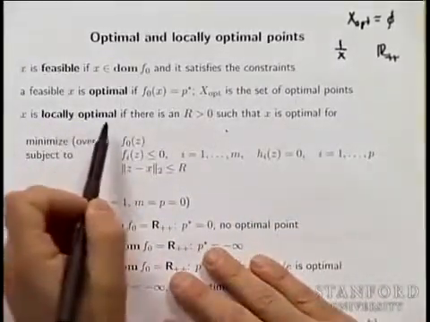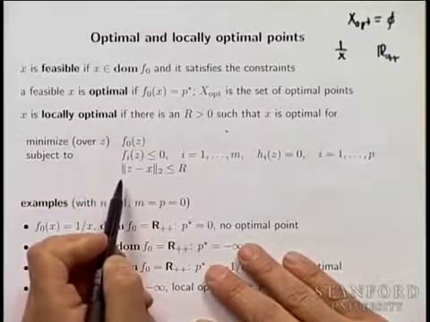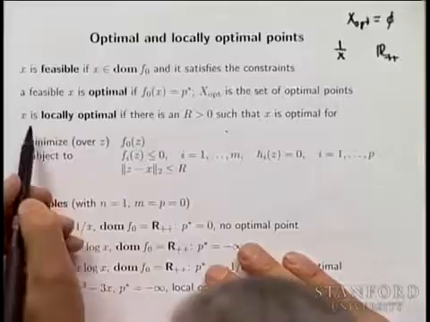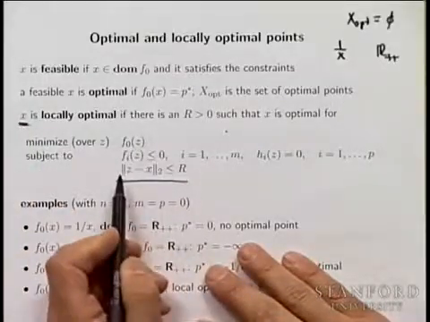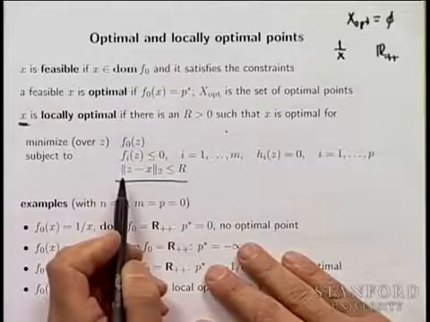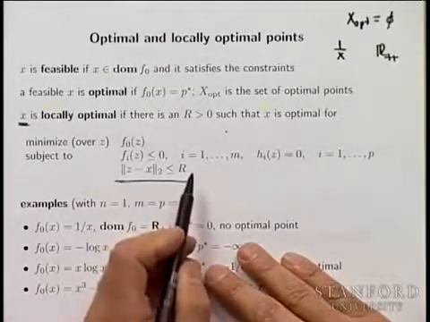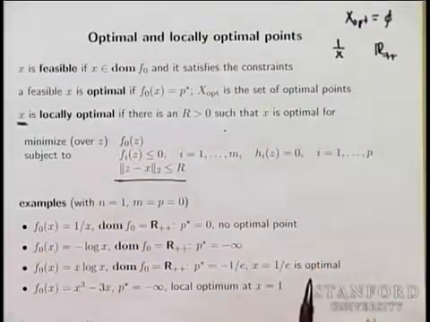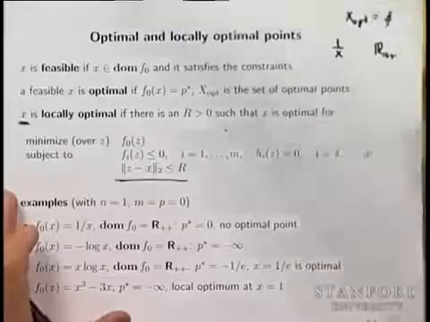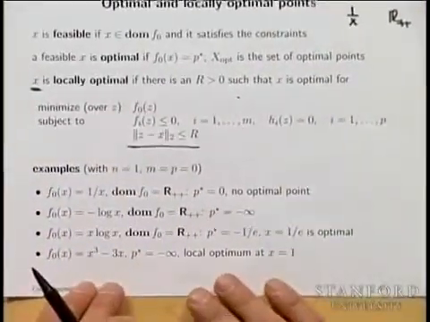Now you say a point x is locally optimal if, when you add a constraint, and notice that this depends on x, if you add a constraint that you not stray far in norm from x, r has to be positive here. So if you can add such a constraint and x becomes optimal, then it's locally optimal. Okay? And then you can just work through these. These are very, very straightforward.